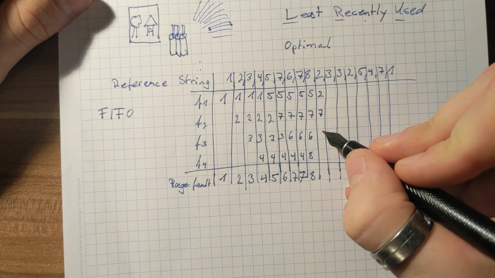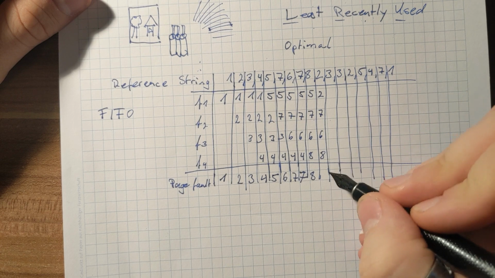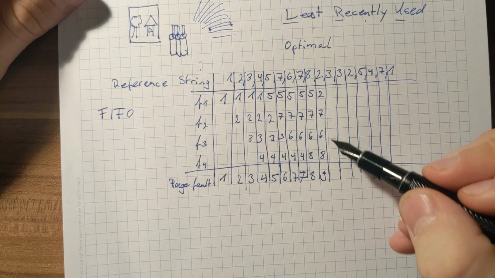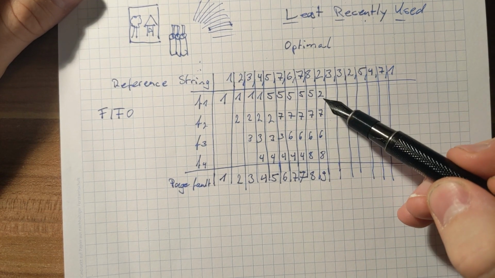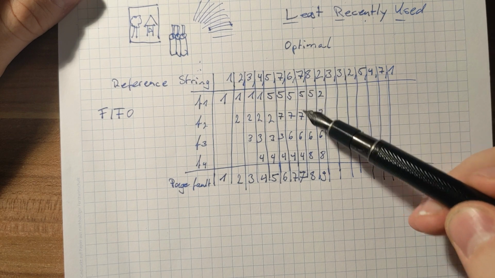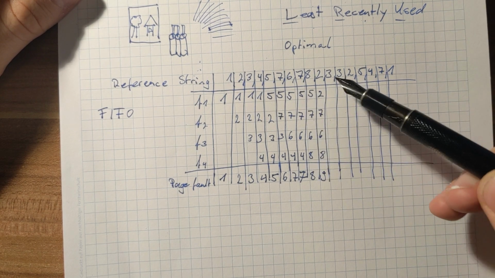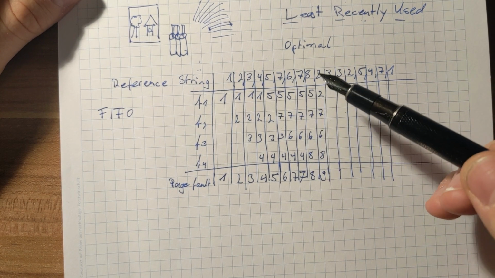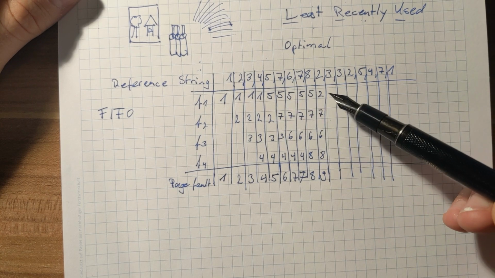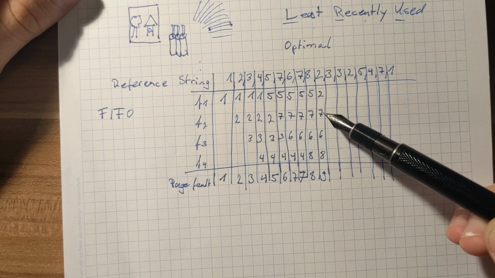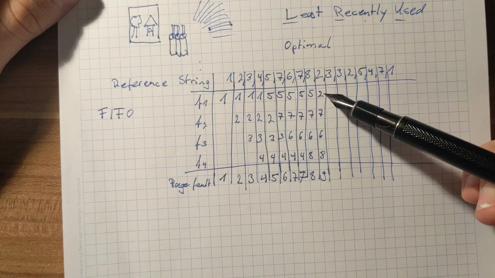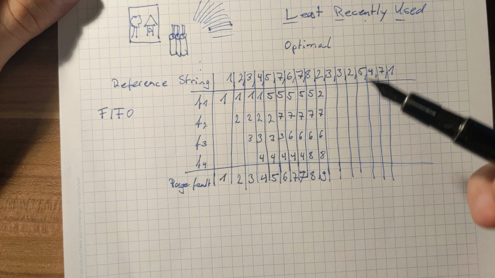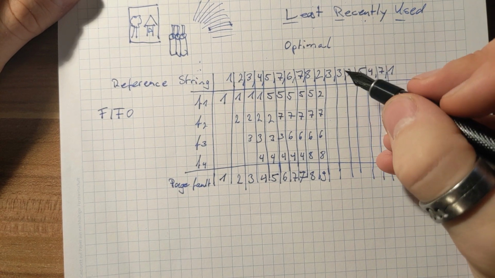And you might already see a pattern. If you do it in a table graphically like here, you can actually always go to the next line down if you have to do a replacement. So you will replace this one, then this one, this one, this one, and then you will start at the top again, as long as you have to replace one page.